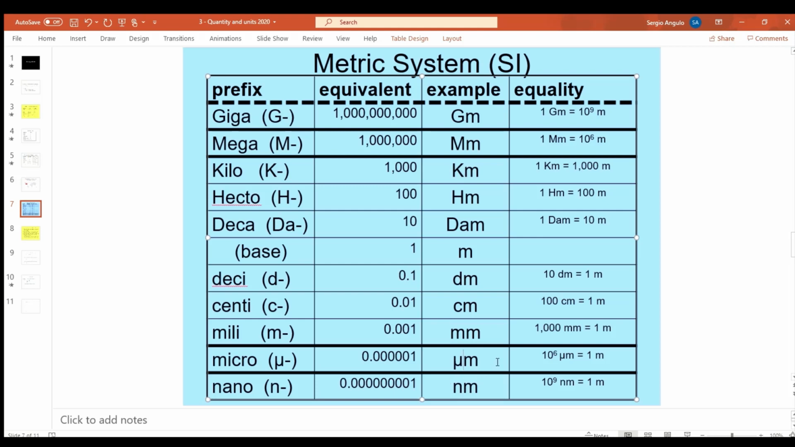Sometimes on medications, they'll give medications in micrograms, but they won't use mu, they'll use mcg. So maybe I'll add that in here.